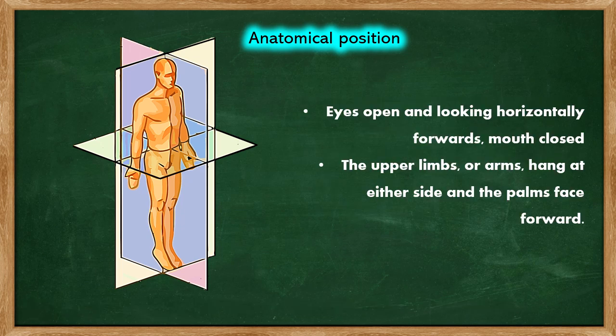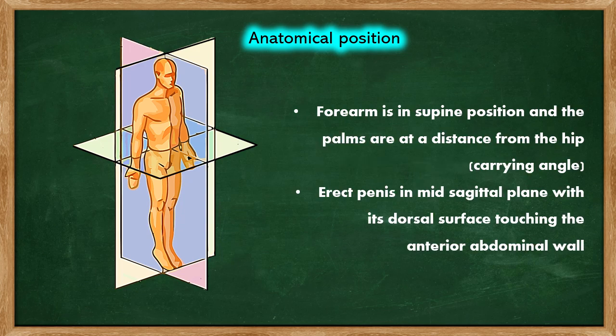Additionally, the eyes are open, looking horizontally forwards, mouth is closed, upper limbs or arms hang at either sides, the palms are facing forwards. Forearm is in supine position and the palms are at a distance from the hip so that the carrying angle is utilized at its best.